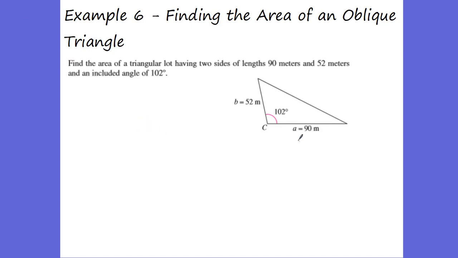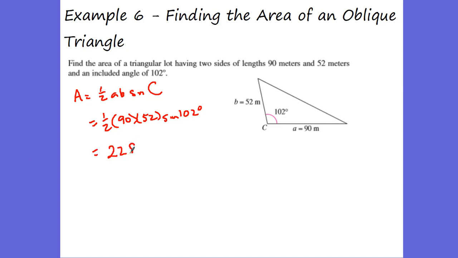You can see, hopefully, we have side A, side B, and angle C, which means the area is going to be 1/2 A times B sine of C. So we have 1/2 of A is 90, B is 52, sine what is angle C? 102 degrees. So you have 1/2 of 90 of 52 of sine of 102, and we end up getting an area of 2288.87, and of course it's meters times meters, meters squared right there.